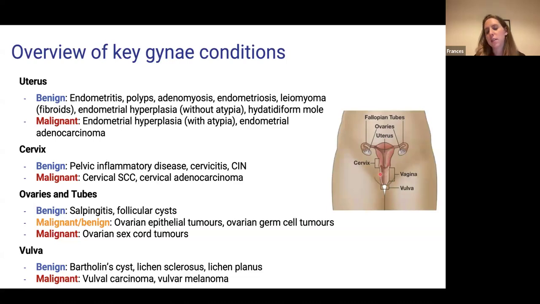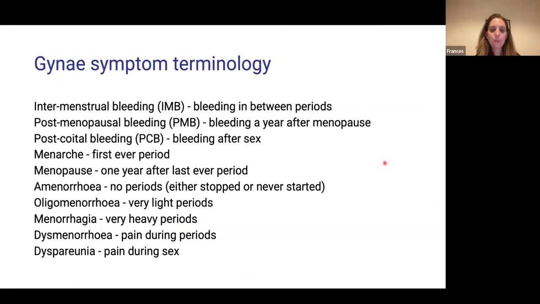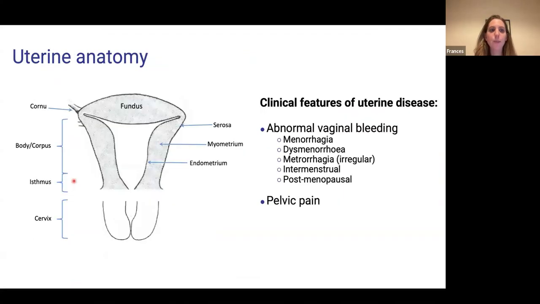Each of these different organs has its own set of conditions that you might need to be aware of. I would say the key ones tend to be involving the uterus, cervix, and the ovaries. And then there's a couple other things that you might need to be aware of as well, so we'll go through those. This is just the different terminology that we use in gynae to describe different things. You can have a look at this in your own time. I think a lot of you will be aware of many of these anyway, and I'll explain if they come up as I go along.